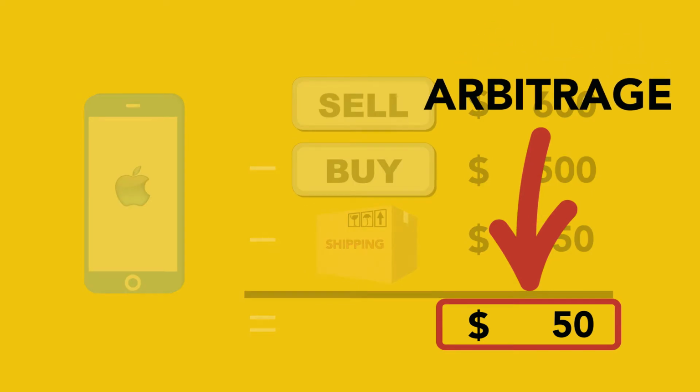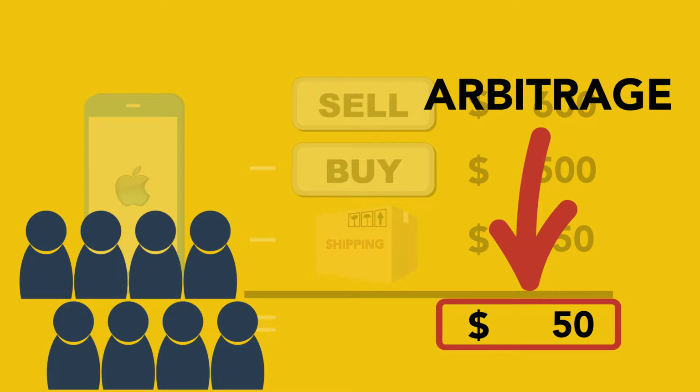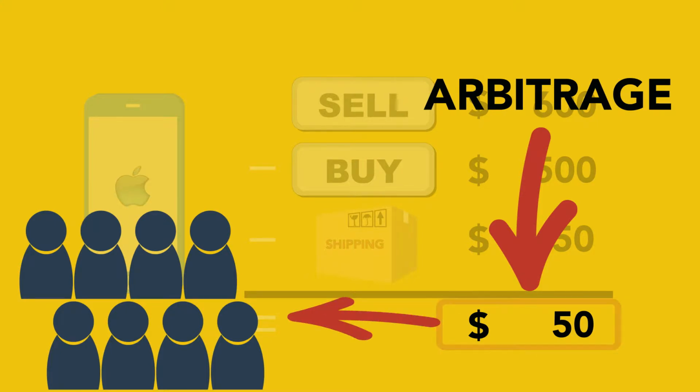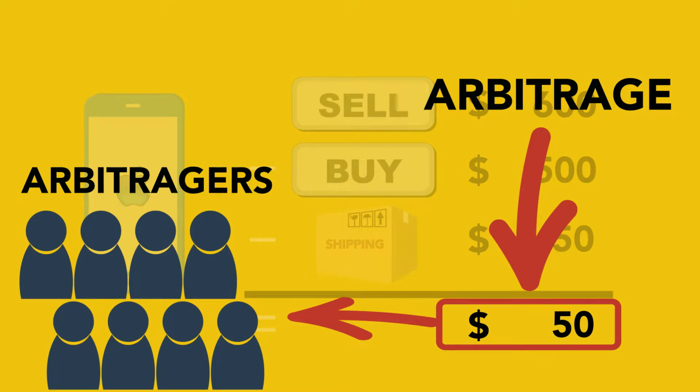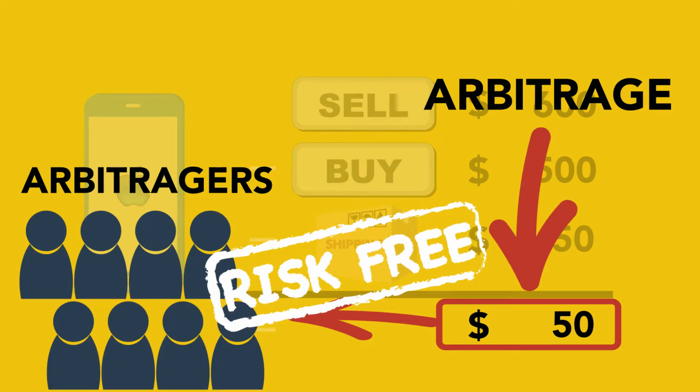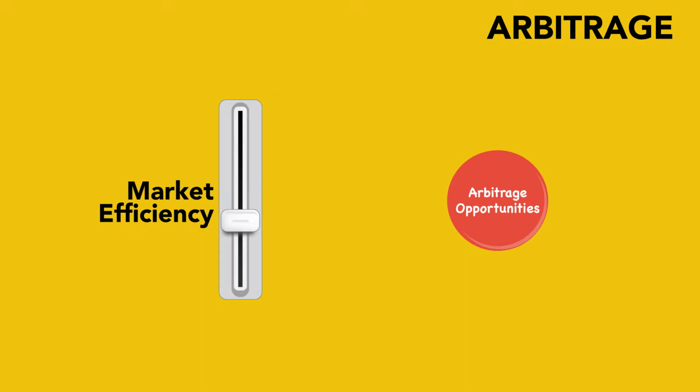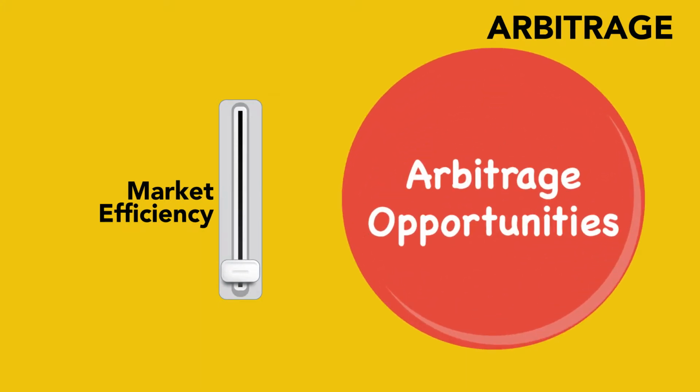And people who take advantage of arbitrage opportunities by capturing the price discrepancies of the same product are called arbitrageurs. As you can see, arbitrage opportunities provide risk-free profits to the market participants. And if the market were to be less efficient, more arbitrage opportunities would arise.